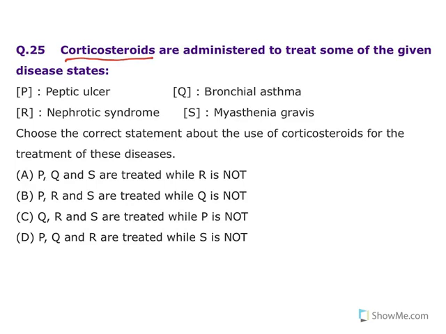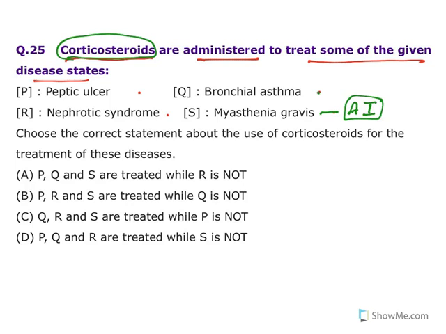Now, corticosteroids are administered to treat some of the given disease states. The options given are peptic ulcer, bronchial asthma, nephrotic syndrome, myasthenia gravis. Let us understand one by one. See, myasthenia gravis is an autoimmune disorder. In order to treat an autoimmune disorder, you need to reduce immunity, and that is possible with the use of corticosteroids. Similarly, in bronchial asthma, lung inflammation is there, and that lung inflammation is controlled by using corticosteroids. Even in nephrotic syndrome, corticosteroids are used. The only exception is peptic ulcer. Peptic ulcer is not treated by corticosteroids.